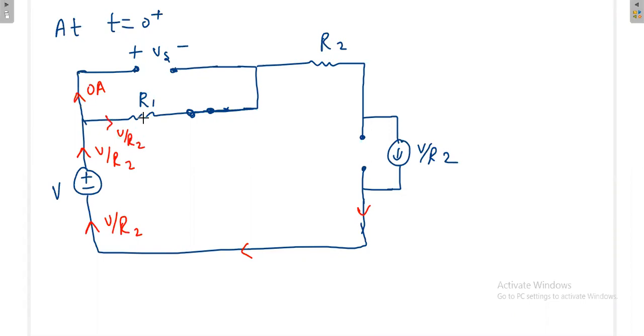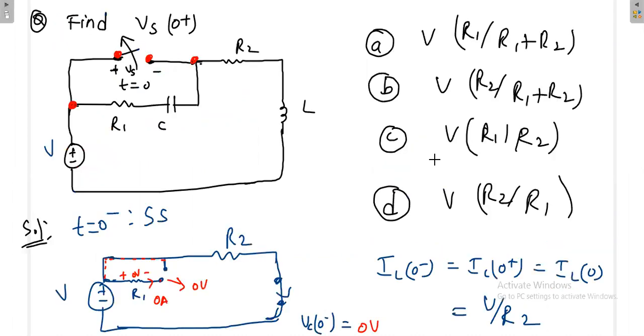Now some current is flowing, and the resistance is already there. What is the voltage drop here? The voltage drop here is the same as Vs. If you see, this point is the same as this point. So the voltage drop across R1 is the same as the voltage Vs. That means finally Vs is equal to R1 into V by R2. So V R1 by R2 is the answer. C is the answer.